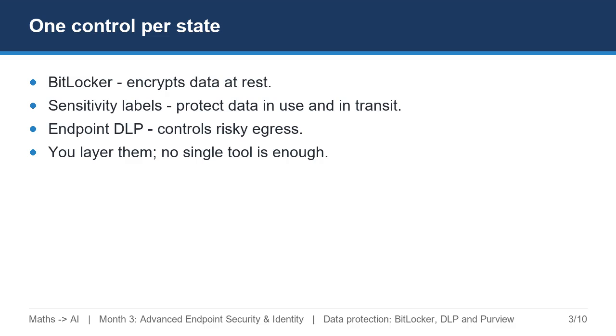Each state has a control that fits it. BitLocker encrypts the whole volume, protecting data at rest. Microsoft Purview sensitivity labels bind protection to the file itself, so it's covered in use and in transit. And endpoint DLP controls risky egress: copy to USB, upload to cloud, clipboard, print. The key insight: you layer these. No single tool protects everything, so we combine them deliberately.